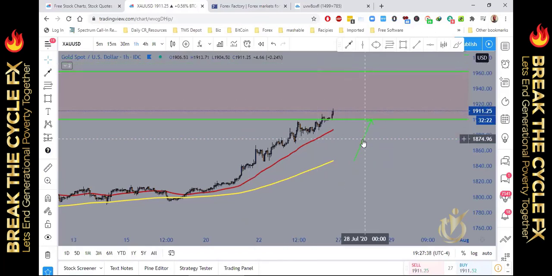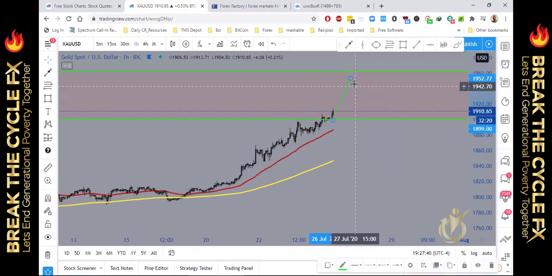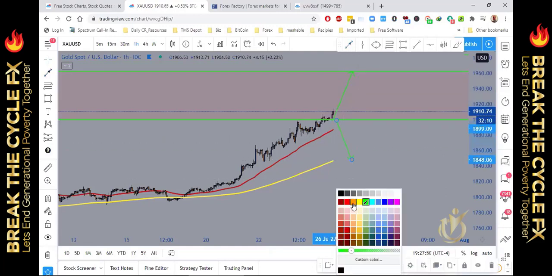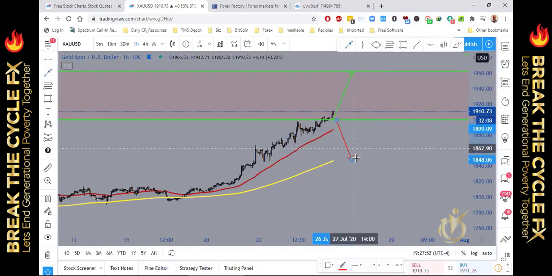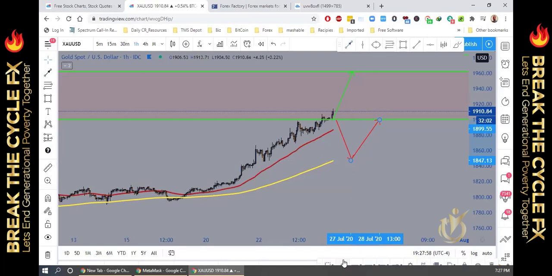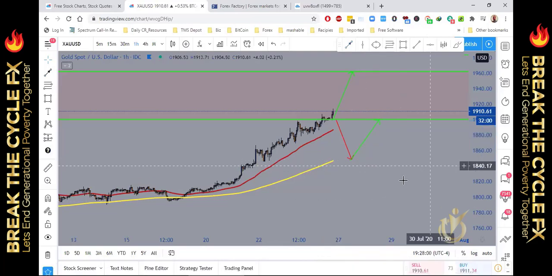So we could definitely get this. Boom. And then we could get some sort of pullback. And then I'm still thinking another push up. Okay.